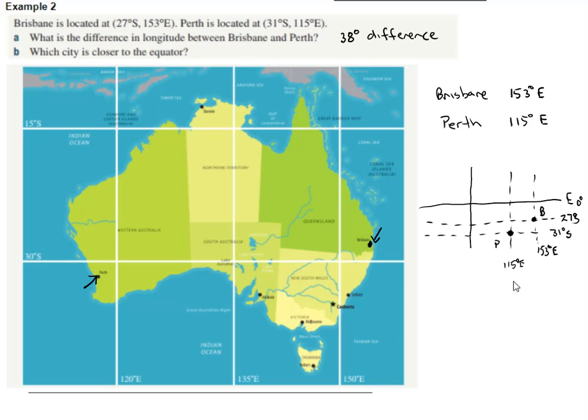Okay, but the important numbers you need to look at is Brisbane was 27 degrees south, Perth was 31 degrees south. The larger the number, the larger the degree, means the further you are away from the equator. So 27 is closer because it's closer to 0, and 0 is the equator. Alright, so the number closest to 0 would be the number closest to the equator. So which city? We would say it's Brisbane.